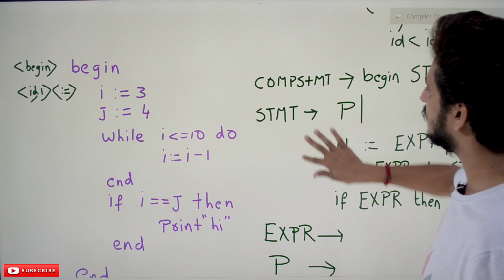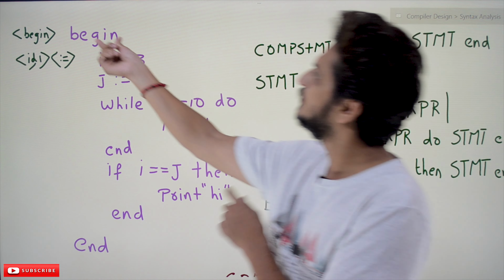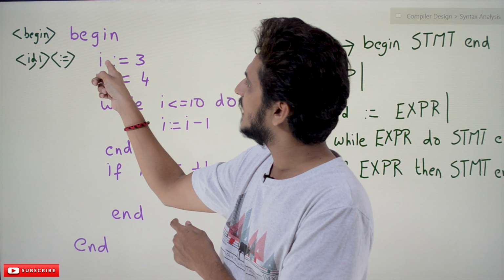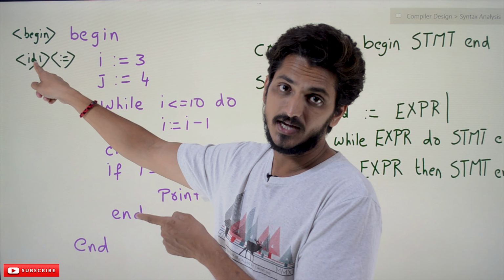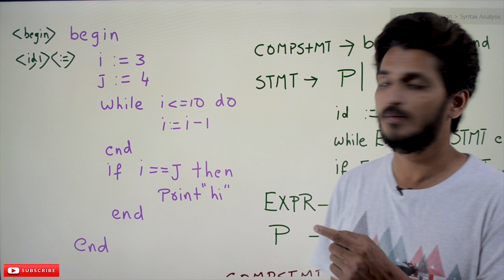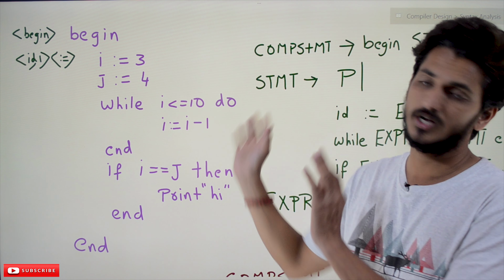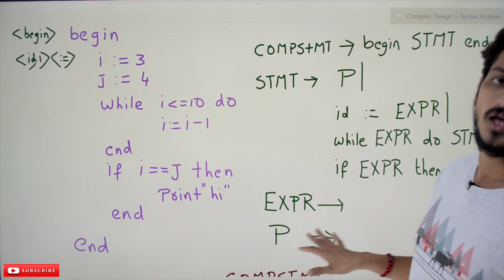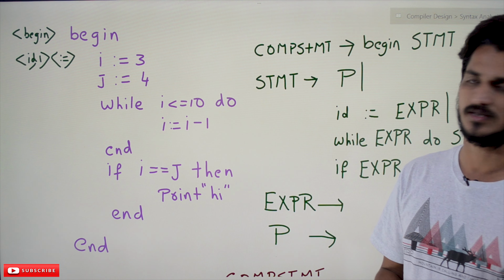So before going into context-free grammar for that, this begin is taken as a token, begin token. Next, I is taken as an identifier, ID comma 1. What's the meaning of that? It means this high level language is converted into tokens. Those tokens are taken as input to the syntax analysis phase.